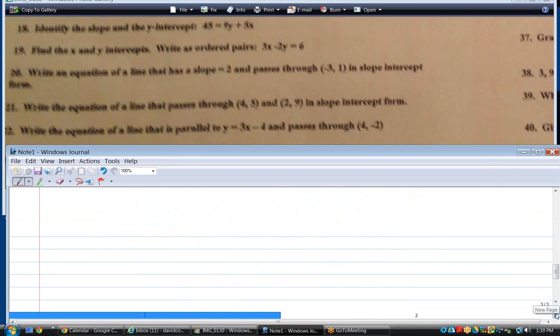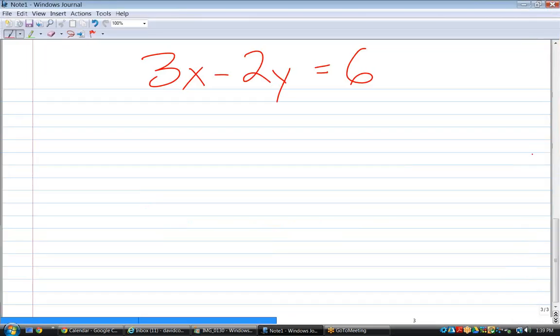All right, so let's go to 19 then, David. You've got yours over here. That is a minus 2y, is that correct? Yes. Okay. Here, the only thing they want is the x and y-intercepts. They don't want slope.